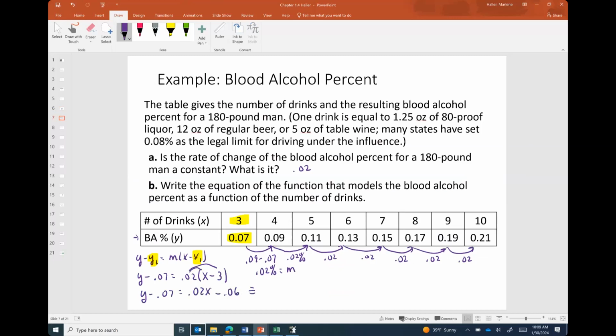We're out of room, so we'll go over here. Then we'll just add that 0.07 to both sides, and we'll have y is equal to 0.02x plus 0.01. And there we have a model that we can use to determine blood alcohol percentage based on the number of drinks consumed for a 180-pound man.